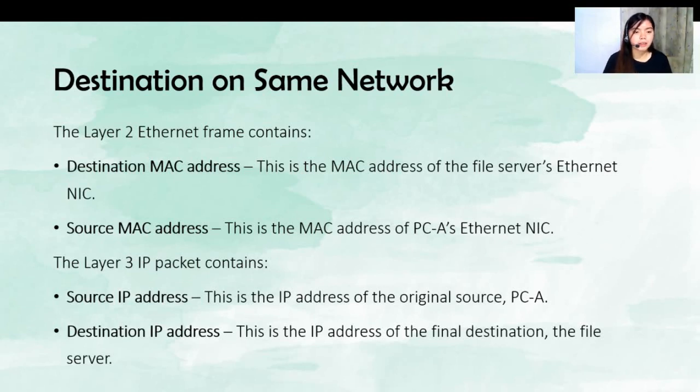Destination on the same network. The layer 2 Ethernet frame contains the destination MAC address, so this is the MAC address of the file server's Ethernet NIC. Next is the source MAC address, which is the MAC address of PCA's Ethernet NIC. The layer 3 IP packet contains the source IP address, which is the IP address of the original source, PCA. And the next is the destination IP address, which is the IP address of the final destination, the file server.